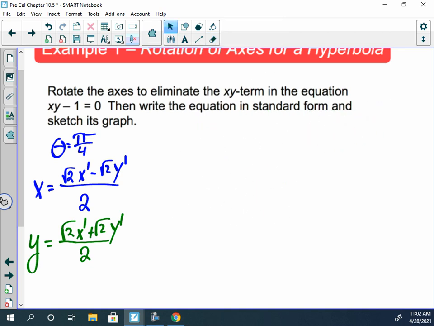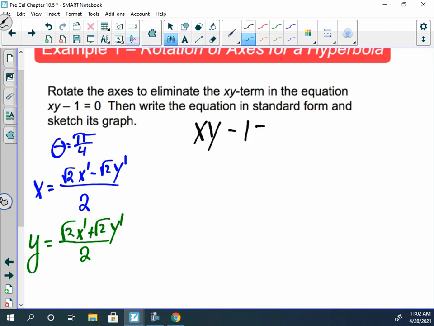Any questions on any of this here so far? Not too bad. We found the angle by using cotangent of 2 theta is equal to a minus c over b. And then we plug that into our x and y to define x and y, essentially with that rotation, and we're taking it into account. So we needed the angle to define x and y. We're going to use x and y to eliminate x, y in this equation.